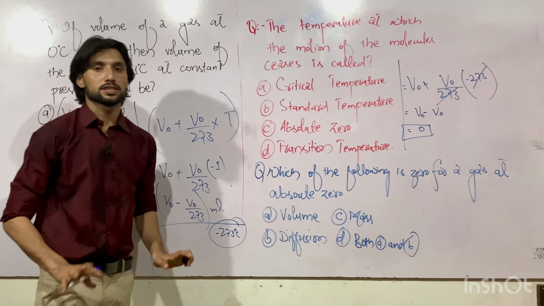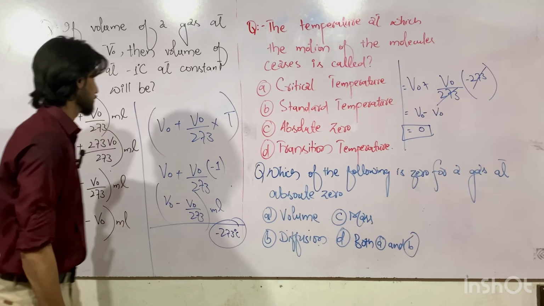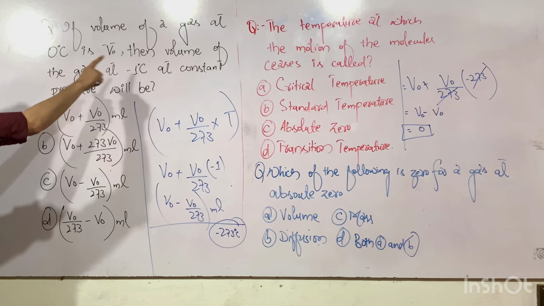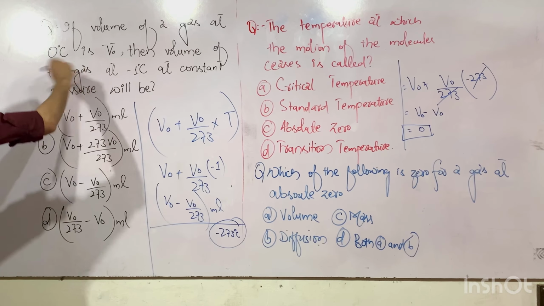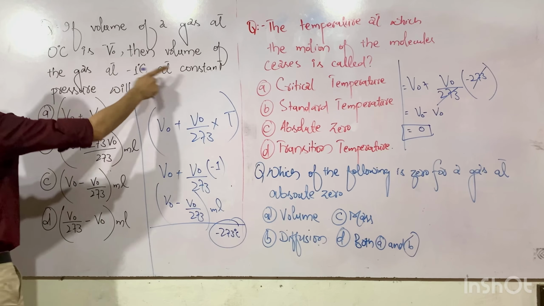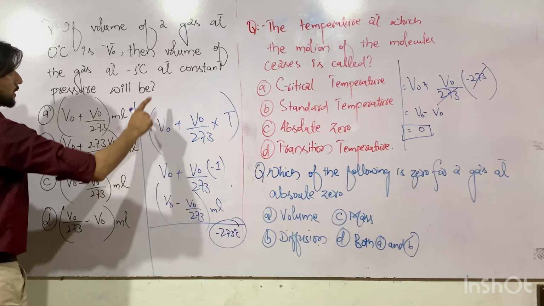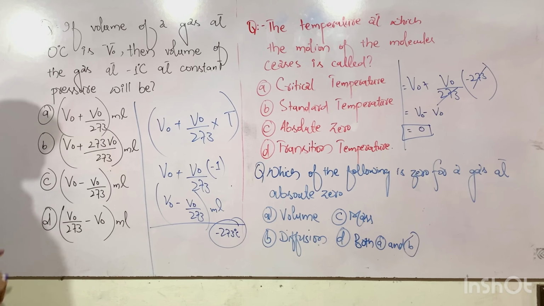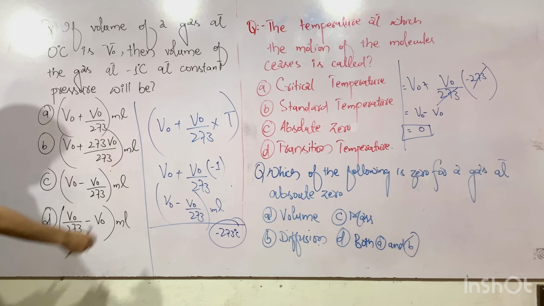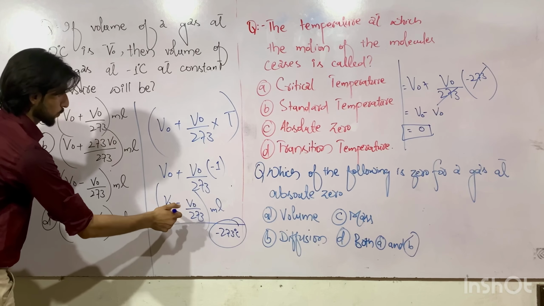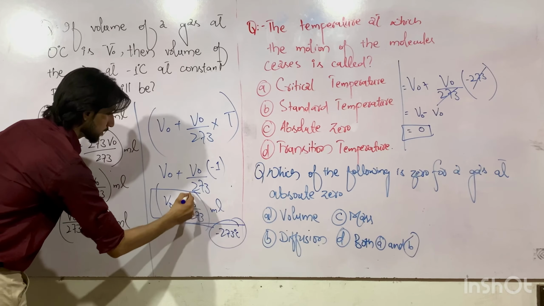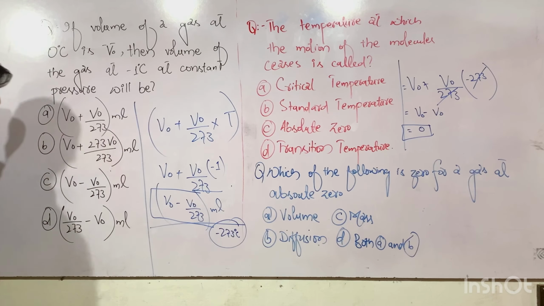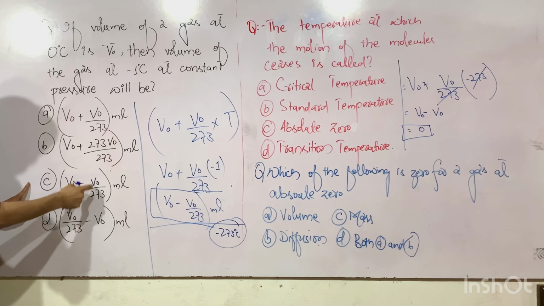Now after this discussion, we will solve these questions. The first one is saying, if the volume of a gas at 0 degrees C is V naught, then the volume of the gas at -1 degree Celsius at constant pressure will be? So we solve it for -1. This will be V naught minus V naught over 273.